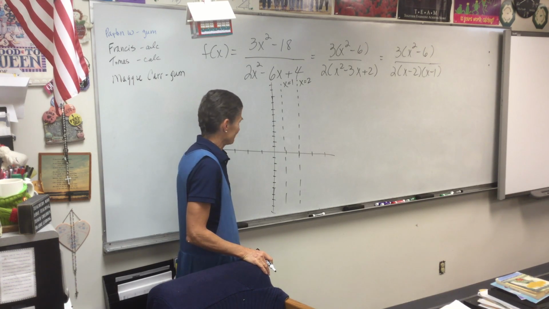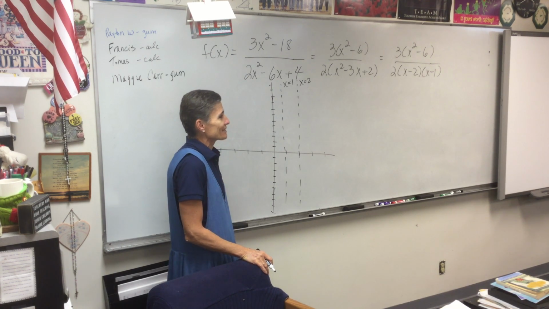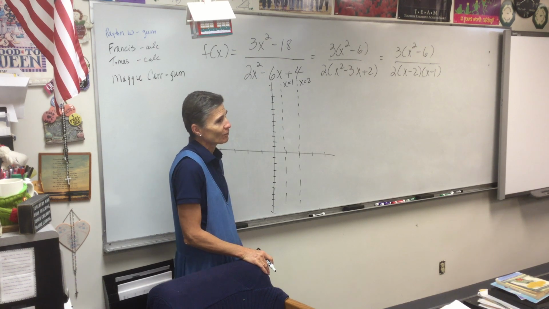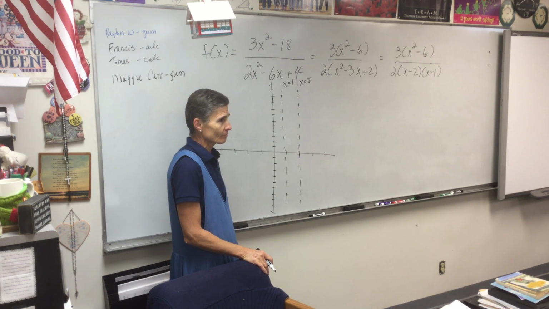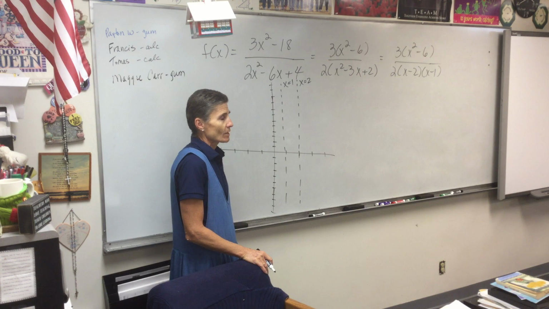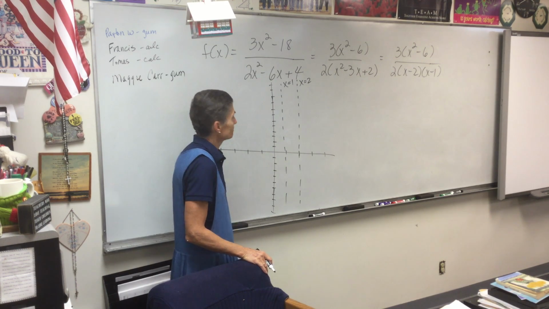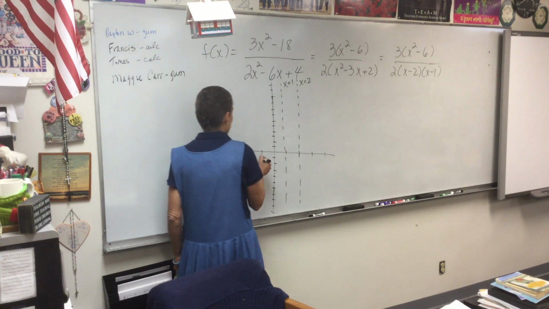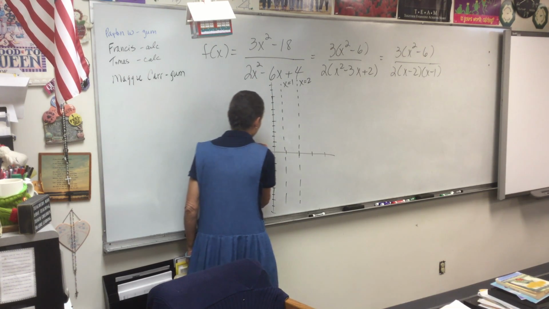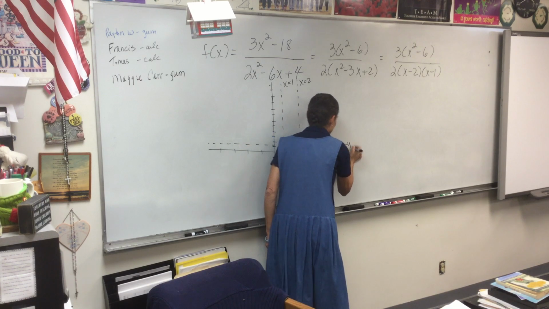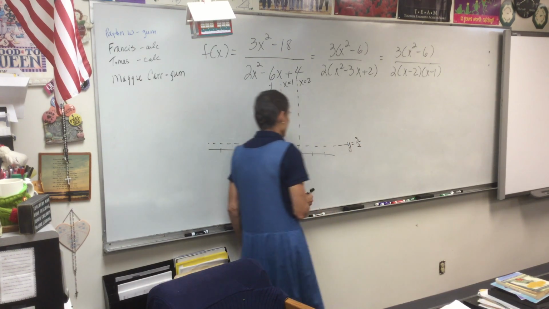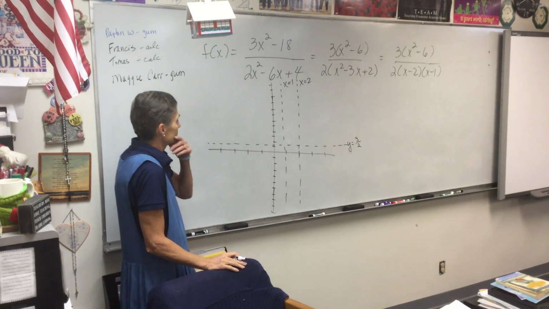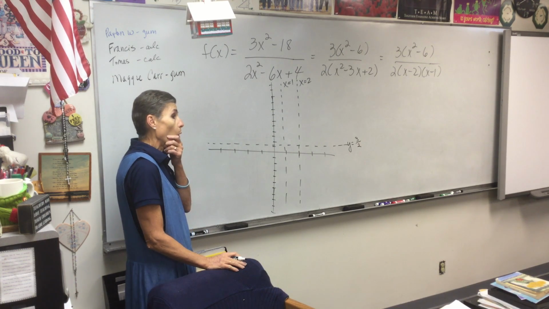Alright, so I've got two vertical asymptotes. Right? Do I have any horizontal asymptotes? Yeah, where is it? 1.5. Y equals 3/2. So right there it is. Y equals 3/2. No holes.